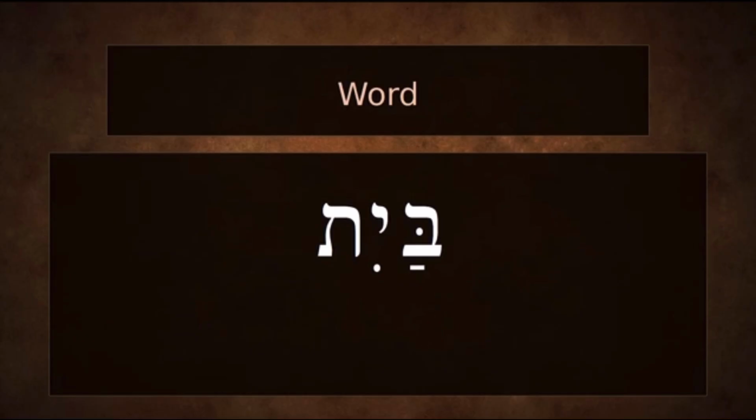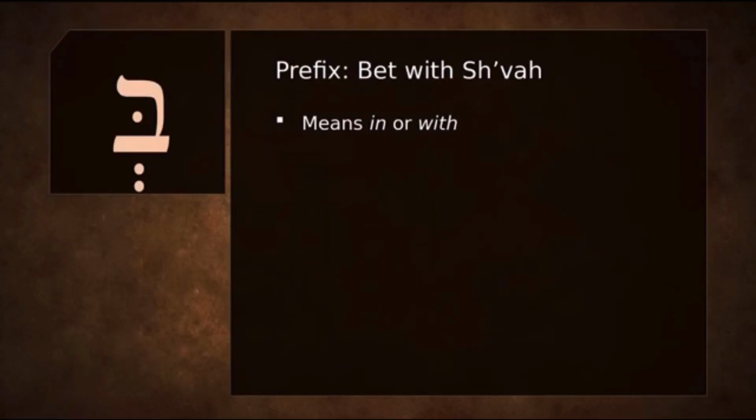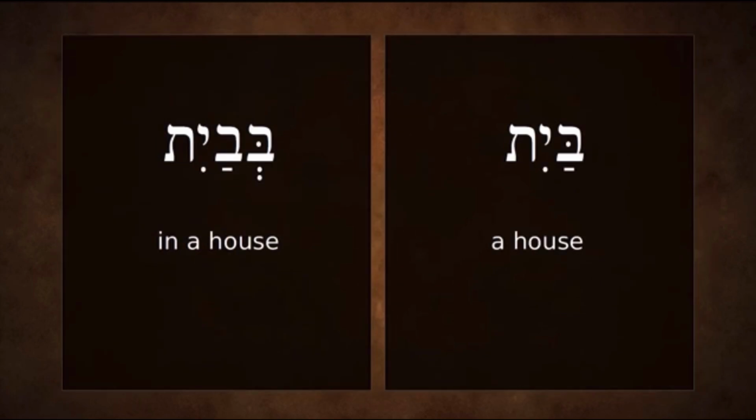Here is another word. It is spelled Beit, Yod, Tav. This word is pronounced Bayit. Bayit means house. Here we have another prefix. Again, it is just a single letter, a beit, and it has a shva vowel underneath it. So this prefix is pronounced b. This prefix means in or with. Here is an example of this prefix in action. Bayit means house, and if we add a beit with a shva in front of this word, then we get bevayit, which means in a house.